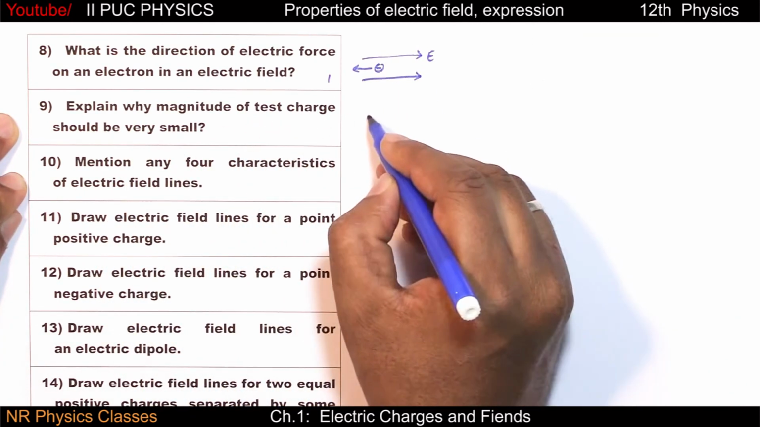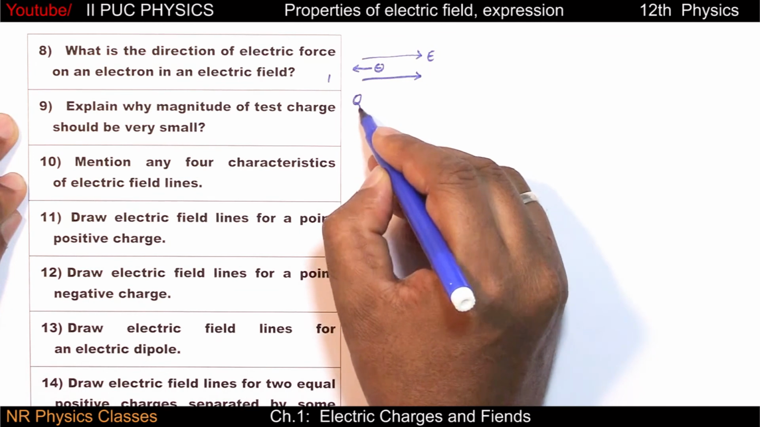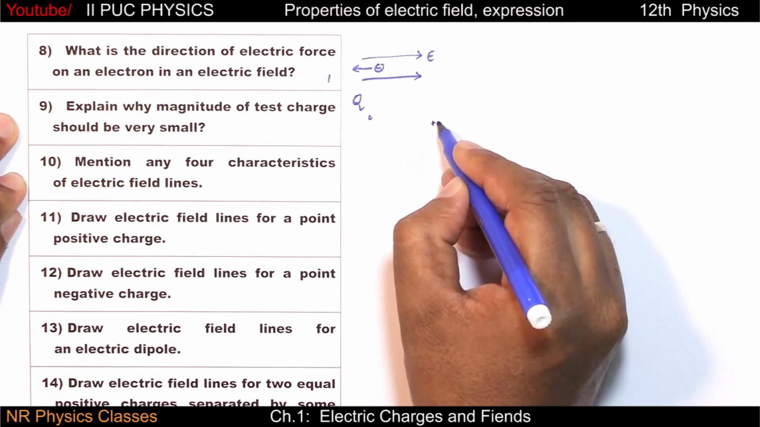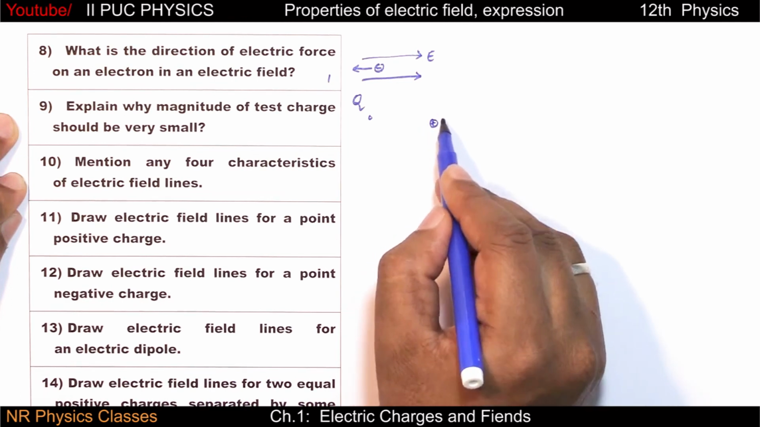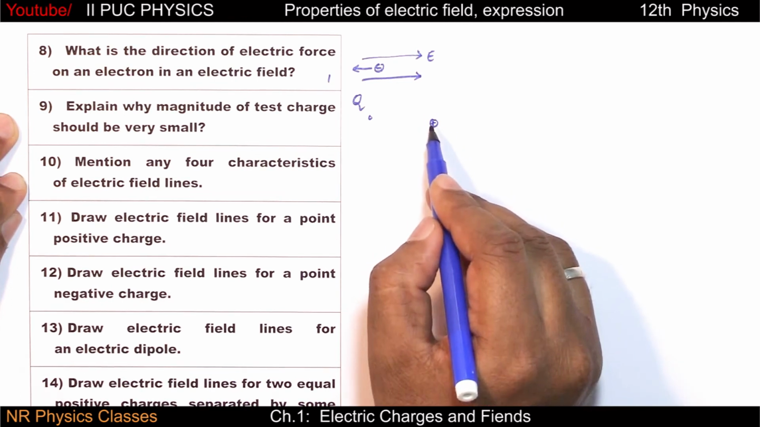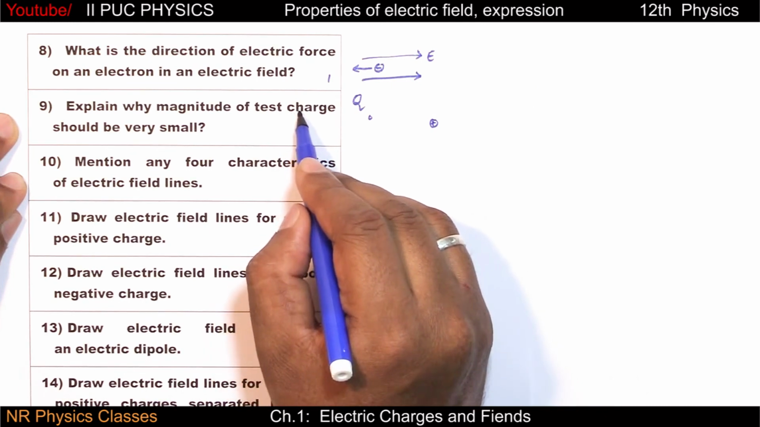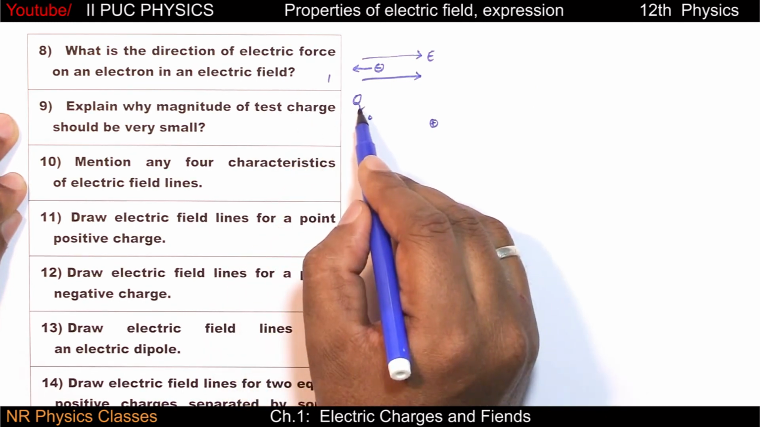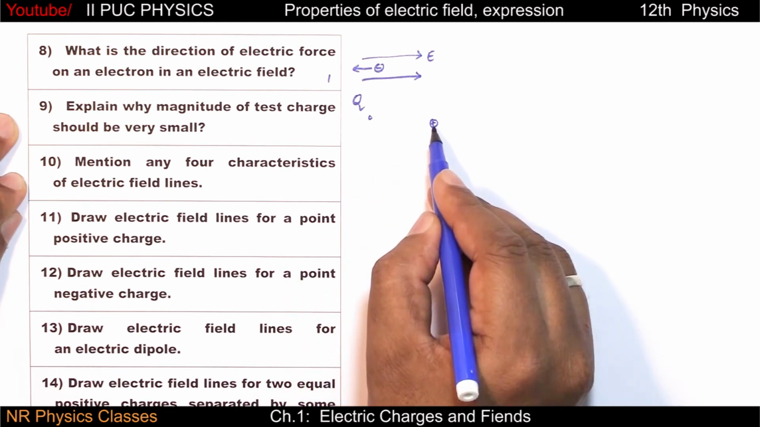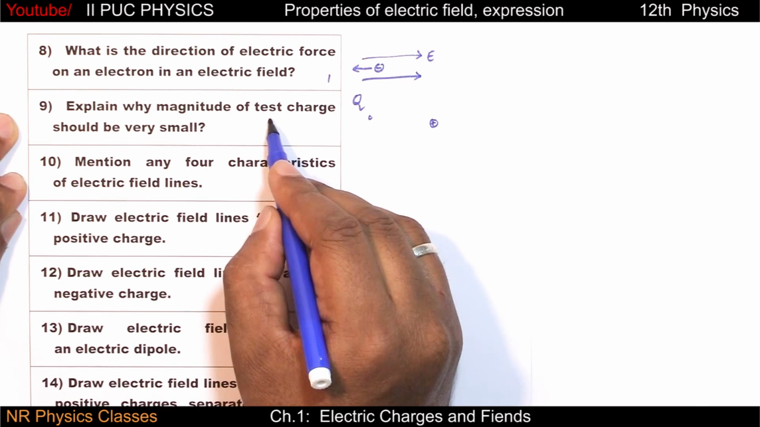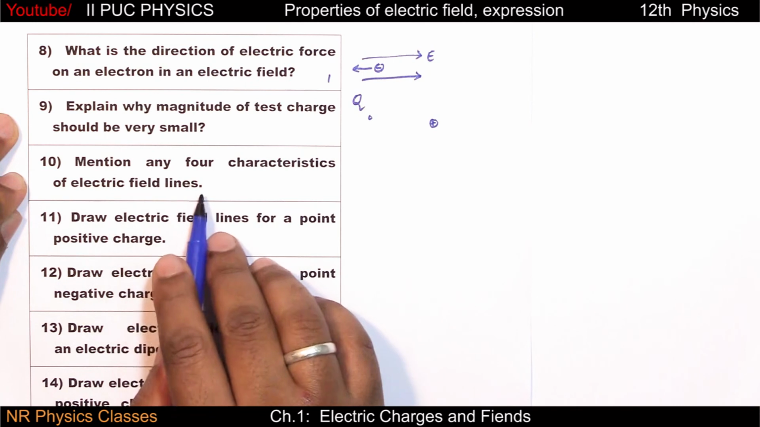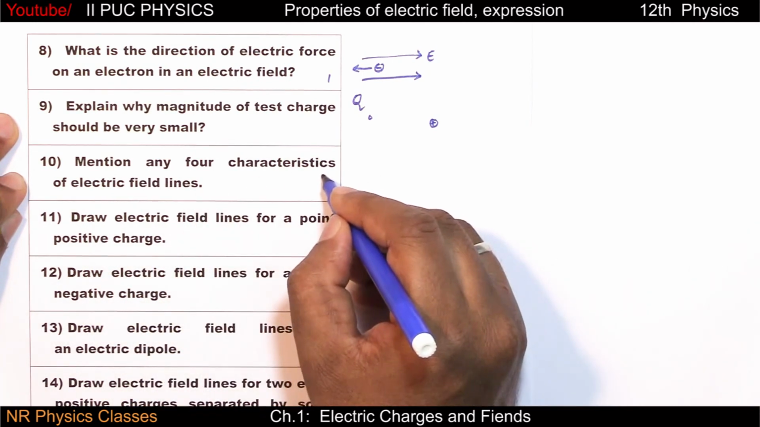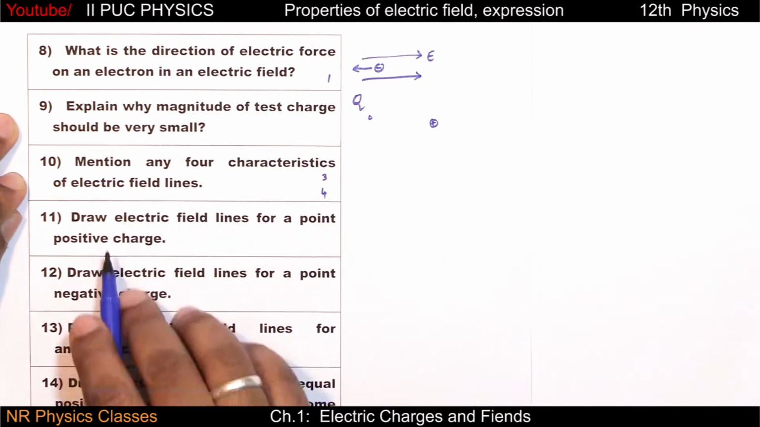There is an electric field due to a charge Q. If we keep a test positive charge, then this positive charge will also have some influence in this region. And the influence of the test charge should not alter the influence of the given charge. For that reason, the magnitude of the test charge should be as small as possible. Mention any 4 characteristics of electric field lines. It can be for 3 or 4 marks.